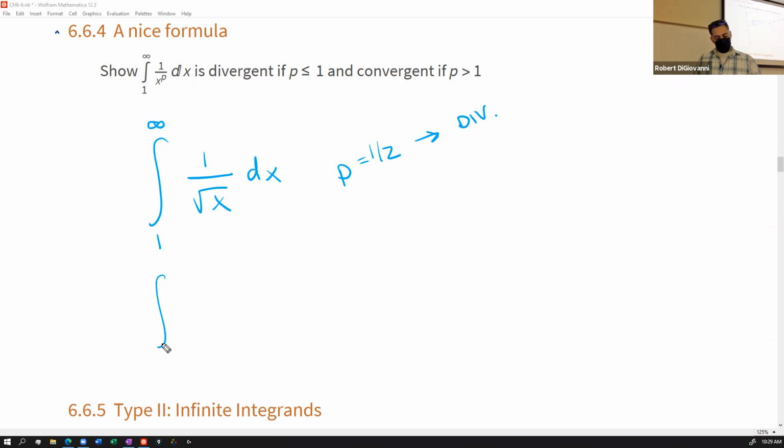What if we did this? 1 to infinity, 1 over x to the 8th power dx. P is what? 8. 8 is bigger than 1. This is convergent.